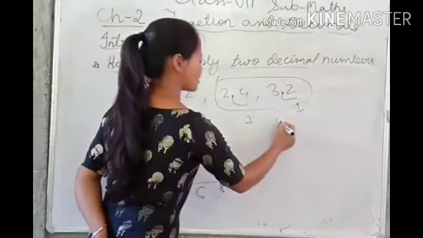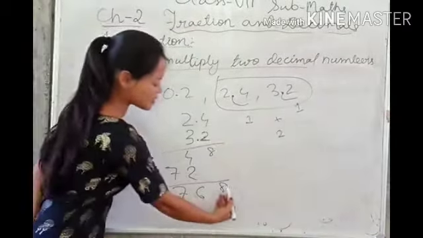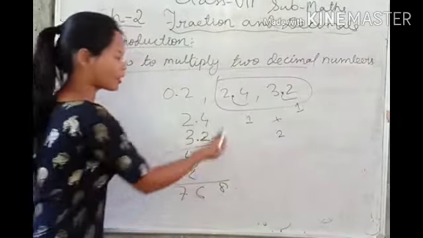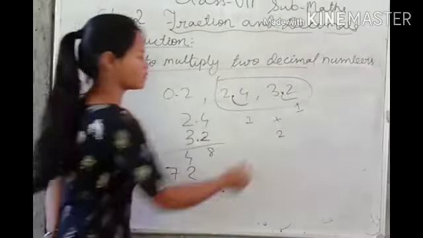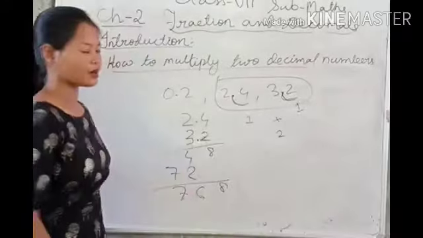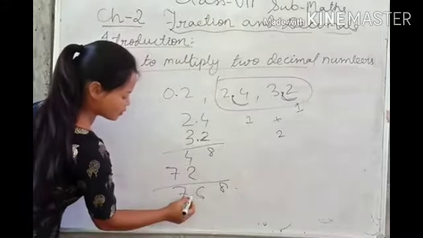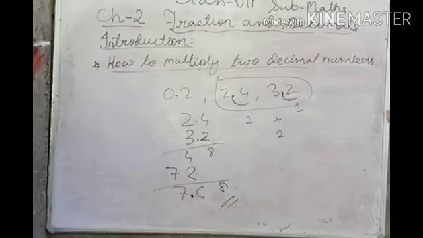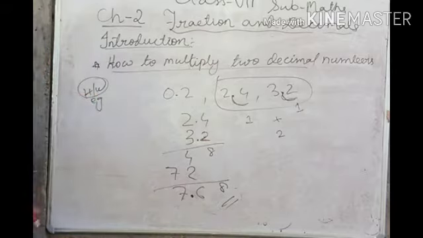Now 1 plus 1, how much is 1 plus 1? 2. Means from the right side you have to count 1, 2. How did we get this 2? Because from this decimal's right side, how many digits? 1. And from this decimal's right side, how many digits? 1. So 1 plus 1 is 2. Now you count from the right side and put the decimal here. This is your answer. I will give you some more questions as homework. You can try them by yourself.